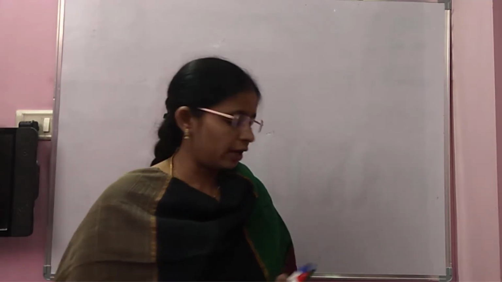In the last two videos I explained how to find the input and output impedances of the voltage series feedback amplifier and also the current series feedback amplifier. Now we'll see about the voltage shunt feedback amplifier.